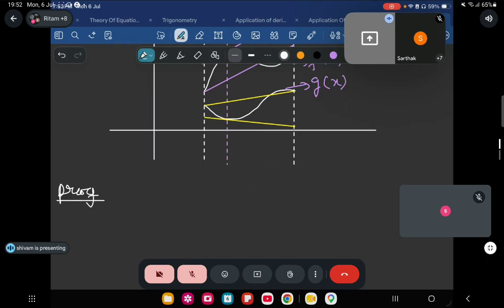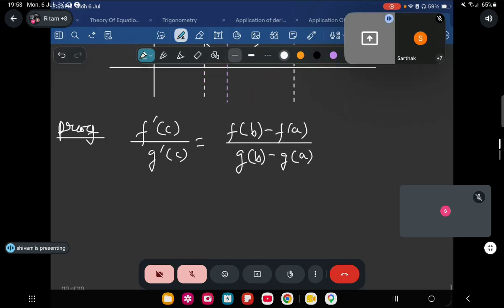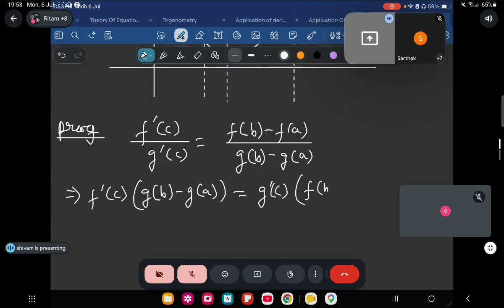So everyone, what is the actual proof of Cauchy's theorem? Pay attention. f dash C upon g dash C is equal to f of B minus f of A upon g of B minus g of A. What can we do, everyone? We can cross multiply. This implies f dash C into g of B minus g of A is equal to g dash C into f of B minus f of A.